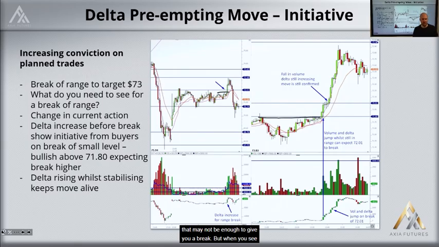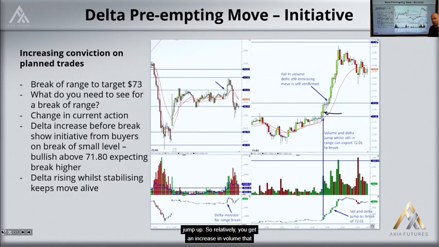Now, that may not be enough to give you a break, but when you see delta rising as you break that level, all of a sudden, you're seeing a change. You're seeing buyers take control. And this is the bit that says to you, right, you can buy it down here, 71.80, you can buy it up here on the break of 72. And so what ends up happening is the move between 71.80 and 72, this initial move here, gives you a very clear increase in delta.